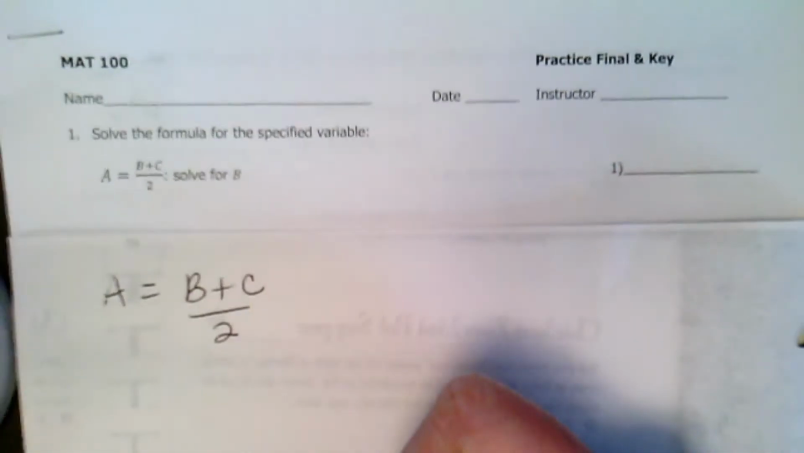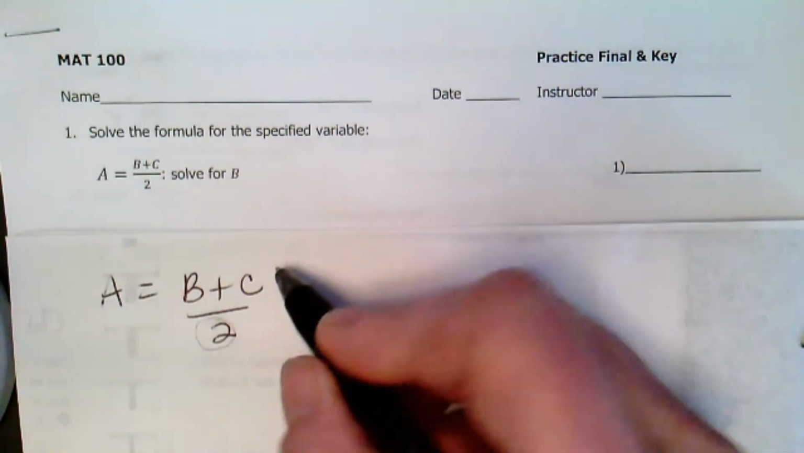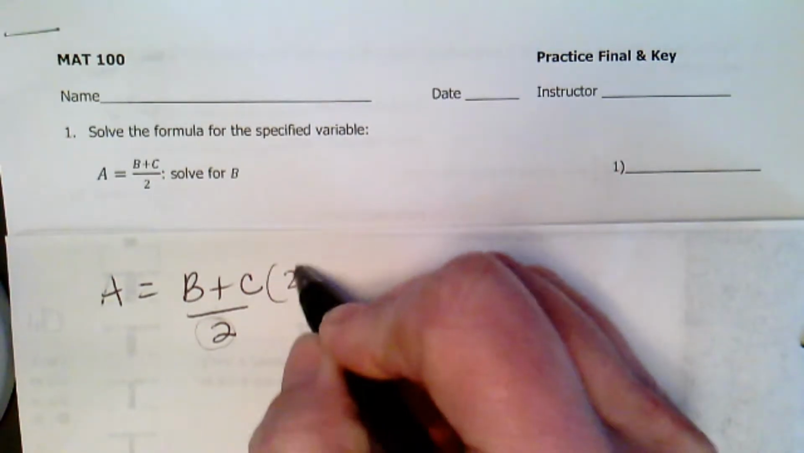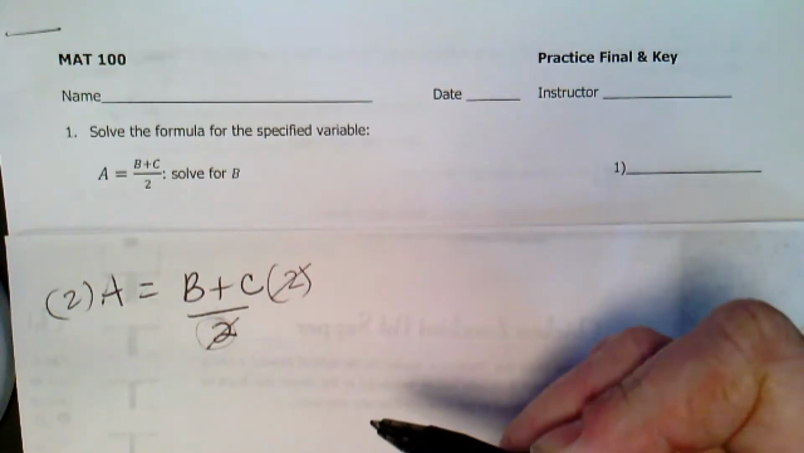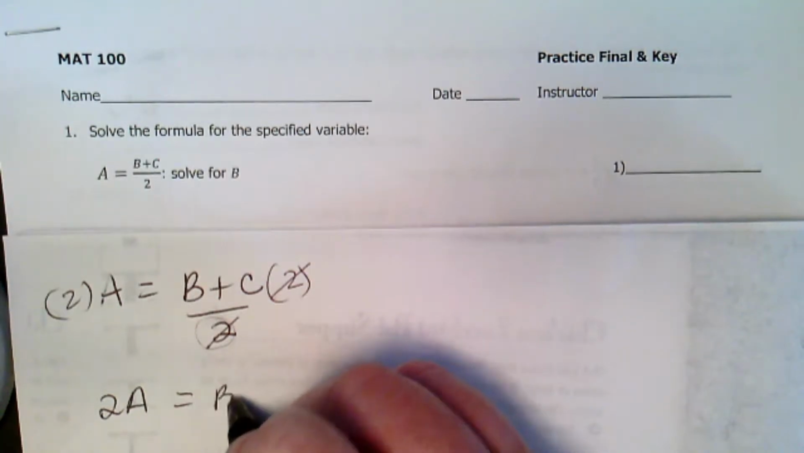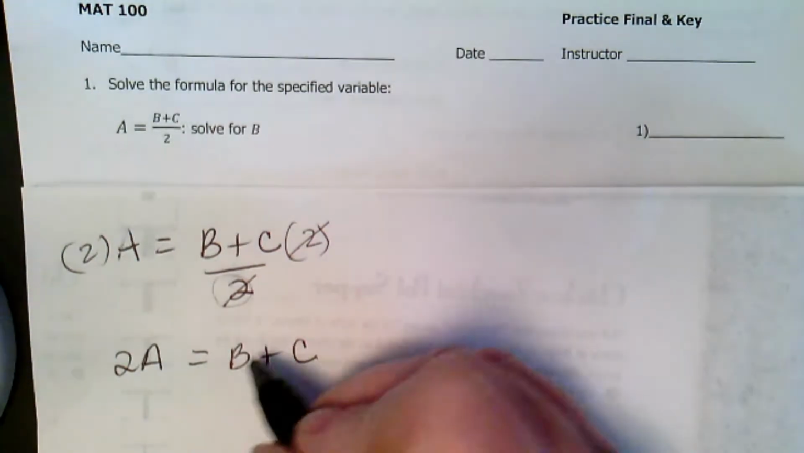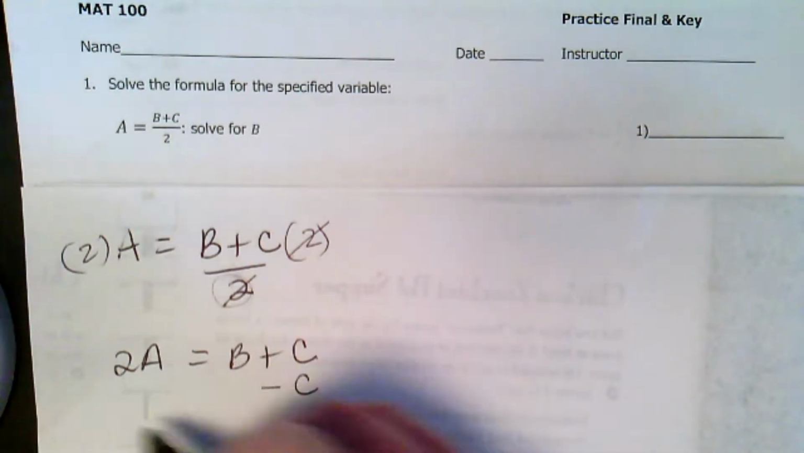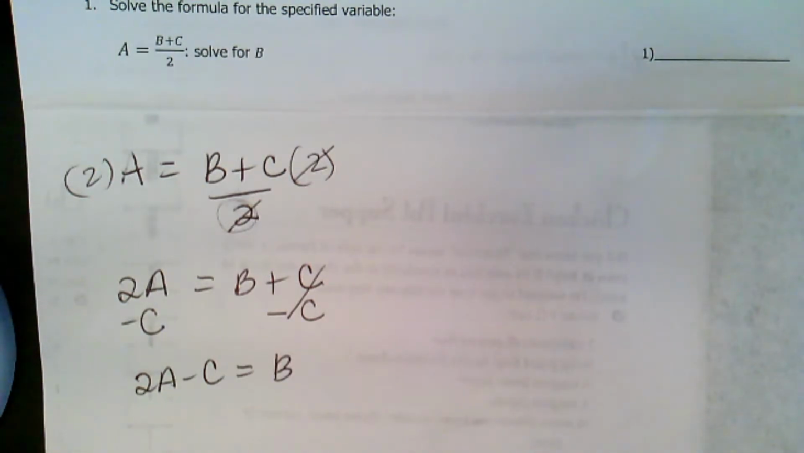So we're going to start out by multiplying each side by 2 because we want to get rid of this. When we do that, this cancels out this, and then we are left with 2A on this side and B plus C on this side. So now we're getting closer to getting B by itself. Right now we still have C in the way, so we subtract C from both sides. Then we're left with 2A minus C equals B. So that's your final answer.